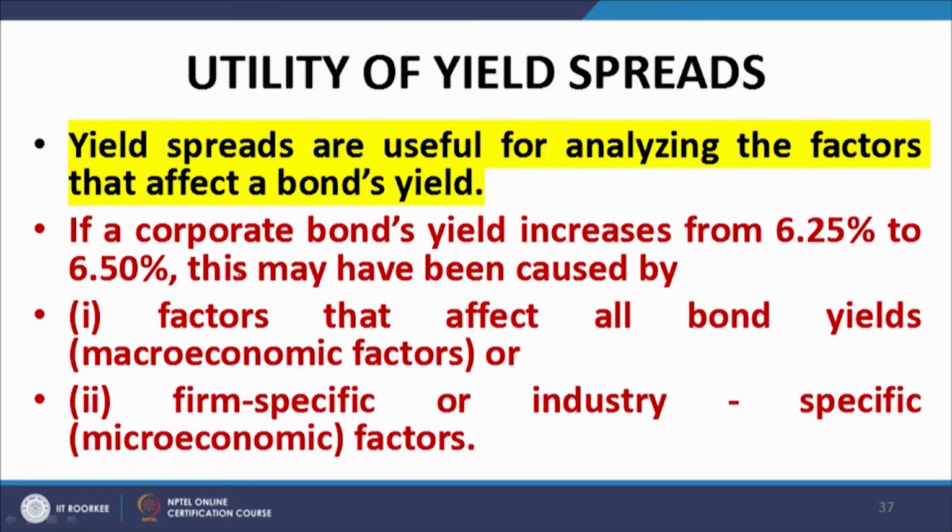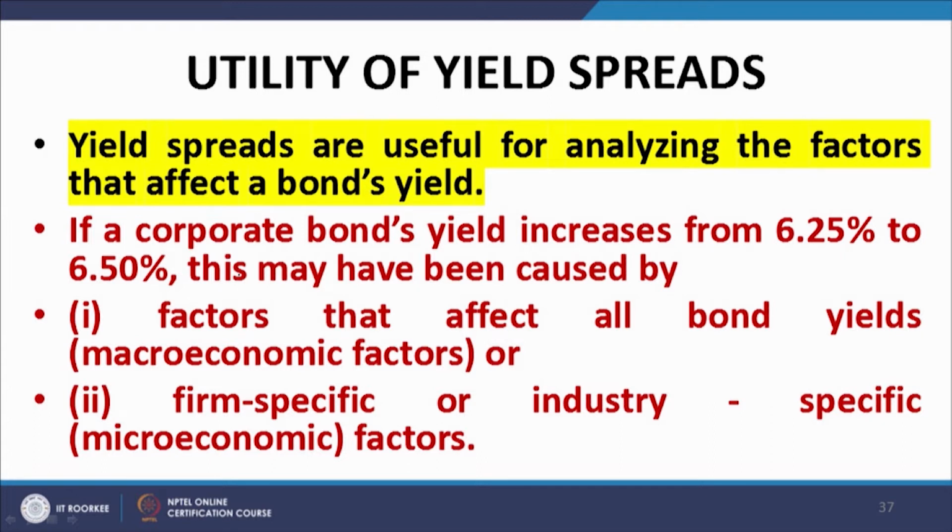For example, if this increase from 6.25% to 6.50% is accompanied by no change in the yield spread, that means what? That means the benchmark yield has also increased by the same amount. Let me repeat, if this increase from 6.25% to 6.50% in the corporate bond's yield is accompanied by no change in the yield spread, that means what?